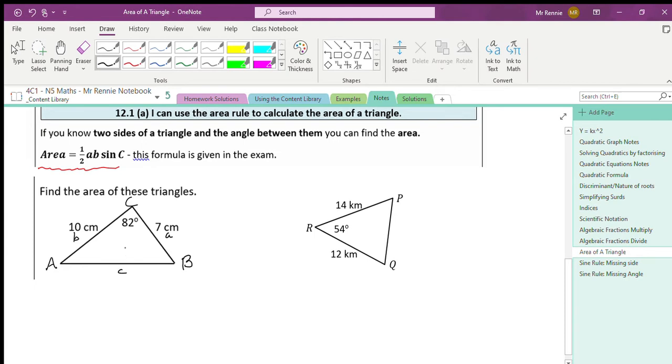Now you can see that I have got my small a and small b, which is for this formula here, and I can also work out sine of the angle, which is sine of 82, 82 degrees is the angle there. So to work out the area, it's going to be the area equals half AB sine C. So you always write down the formula first. Now you're given that in your formula page as well, so make sure you copy it down correctly.